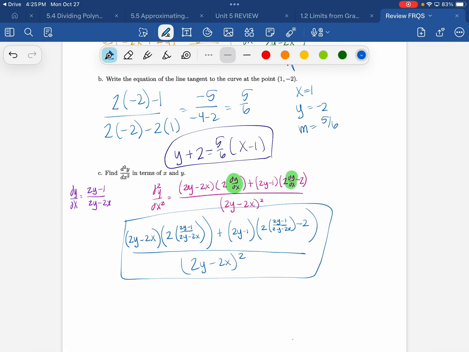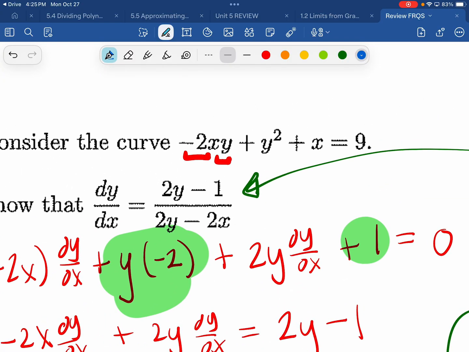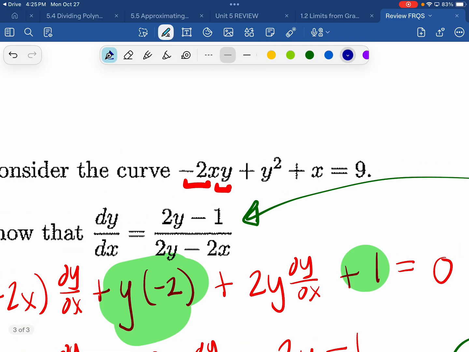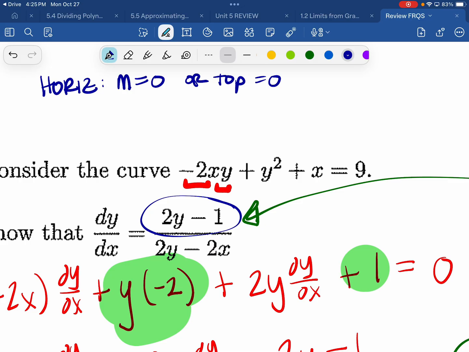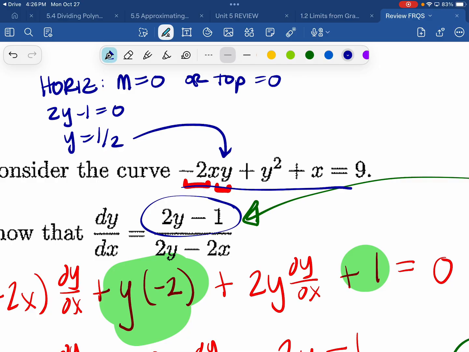I will say on the FRQs, they are going to have a question about where there is a horizontal tangent and where there is a vertical tangent. Remember, for horizontal tangents, that is when your slope is 0, so you would set the top equal to 0. In this one, the horizontal tangent would be when 2y minus 1 equals 0, so when y equals 1/2. Then you find the x by plugging the y back into the original. And for the vertical, you would set the bottom equal to 0 and do something similar. Okay, I'm done.